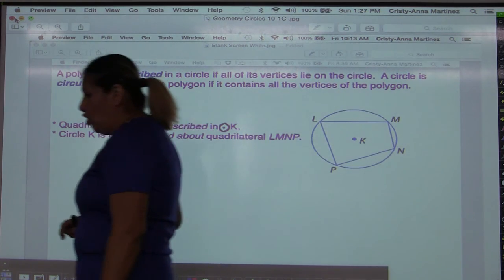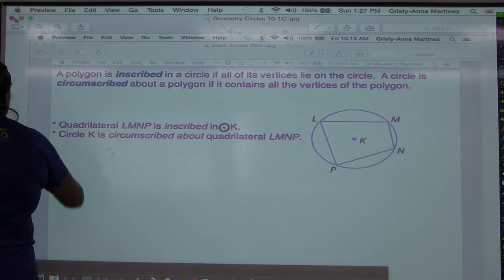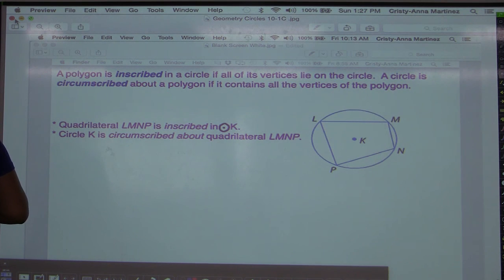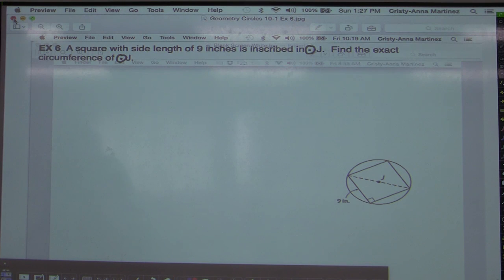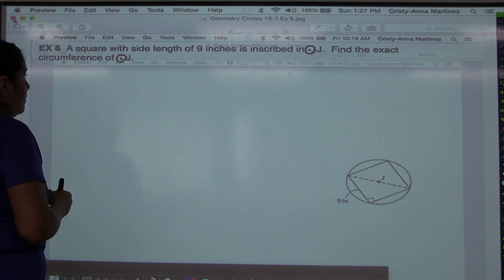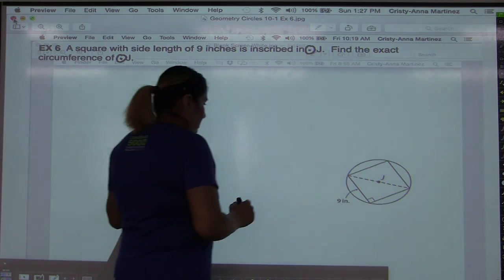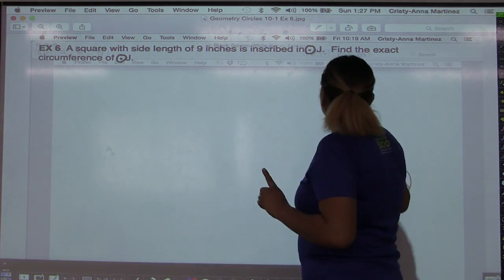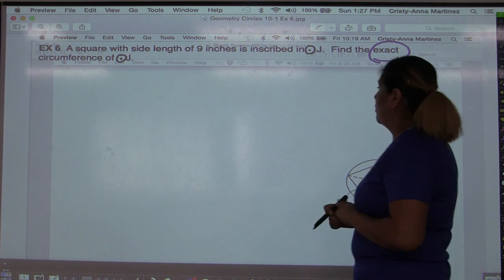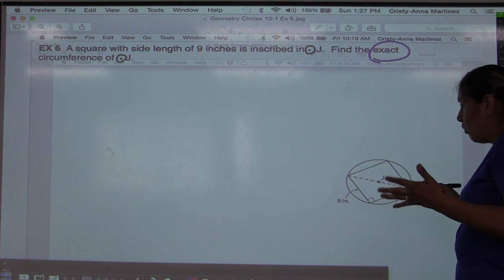So now we're going to apply this in our last example here. Okay, so here we have example 6, and it says a square with side length of 9 inches is inscribed, so the polygon, the square, is inside circle J, and all the vertices should be on the circle. It wants us to find the exact, and that is the key, because it wants the exact, not a decimal, the exact circumference of circle J. So you're probably thinking, what in the world, how am I going to figure this out?